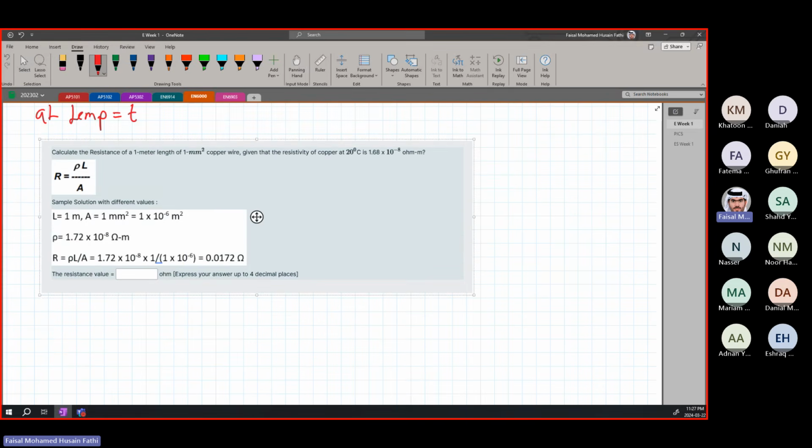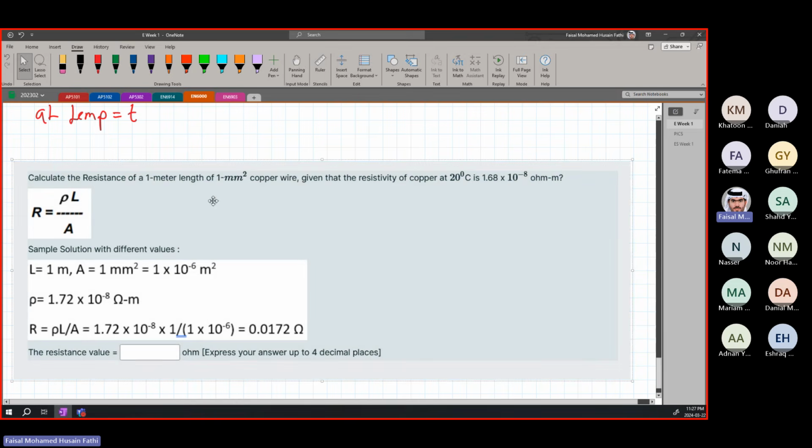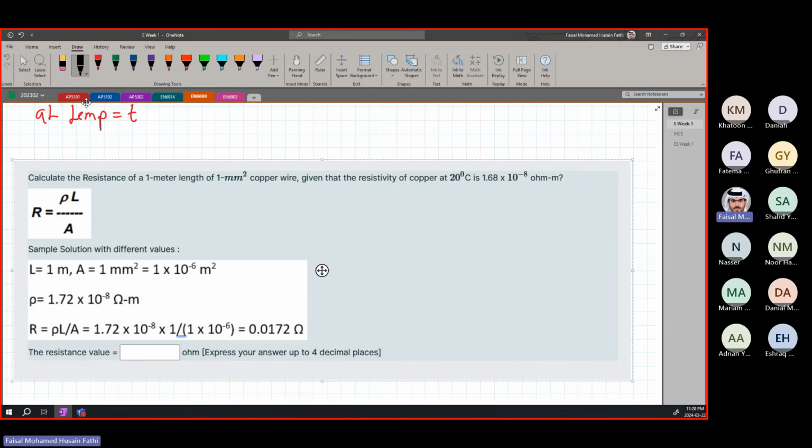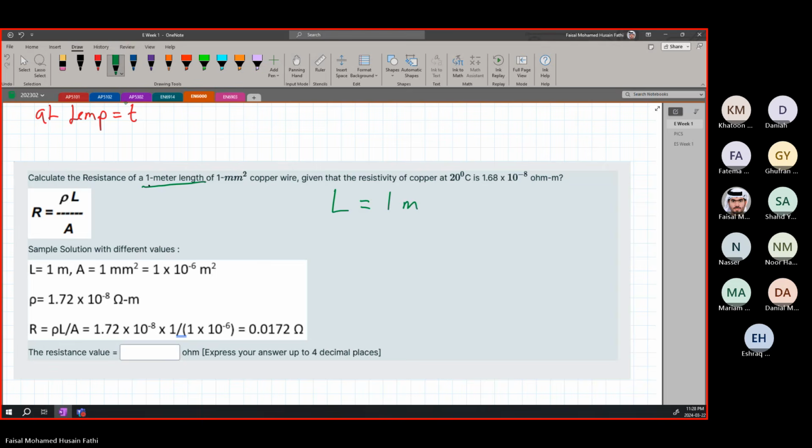So, basic question. It says calculate the resistance of a 1 meter length. The way I solve these is I take them piece by piece and start writing everything I have down. So it says 1 meter length, so I instantly write L is equal to 1 meter.